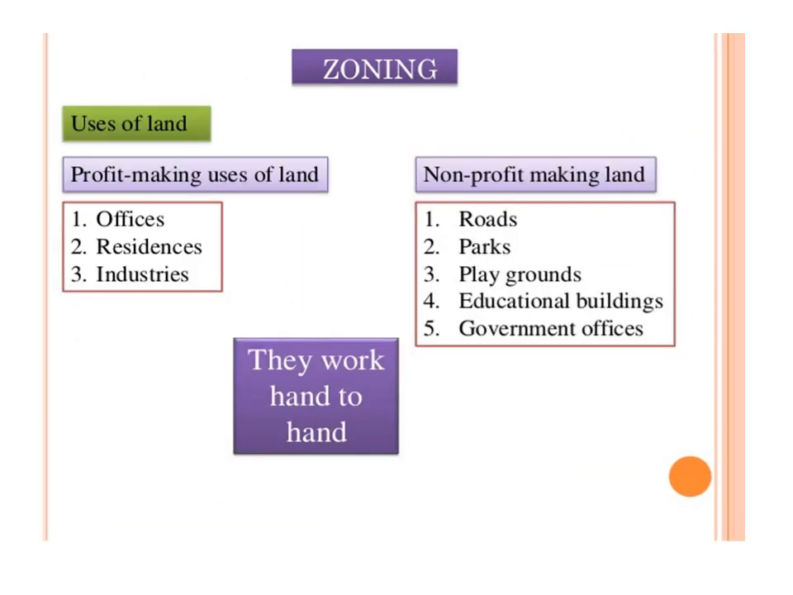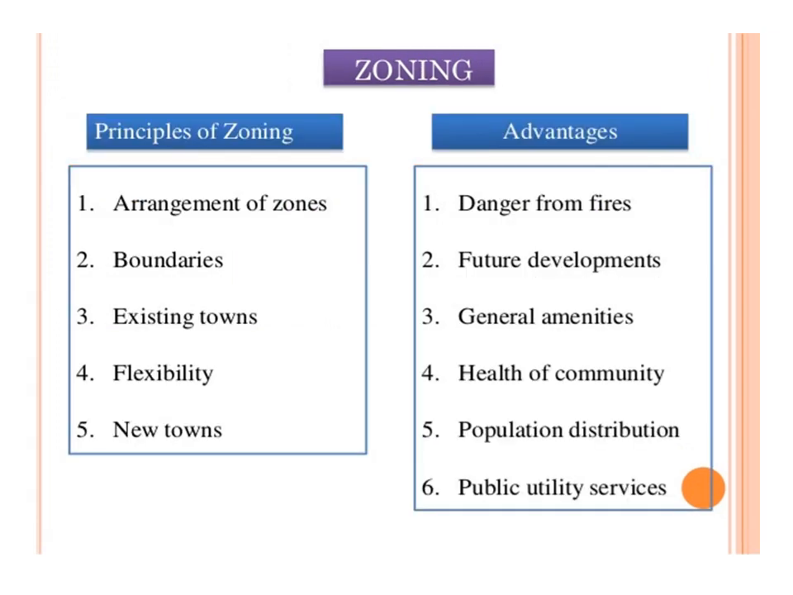Zoning includes use of land for profit-making uses as well as non-profit making. Profit-making uses include office, residences, industries, whereas non-profit making use of land includes roads, parks, playgrounds, educational buildings, government offices. They have to work hand in hand. Then the principle of zoning includes arrangement of zones, boundaries, existing towns, flexibility and new towns. The advantages of zoning are danger from fire, future development, general amenities, health of community, population distribution and public utility services.